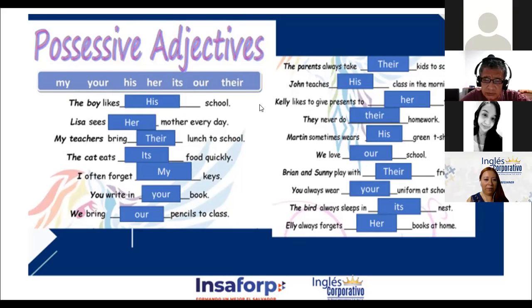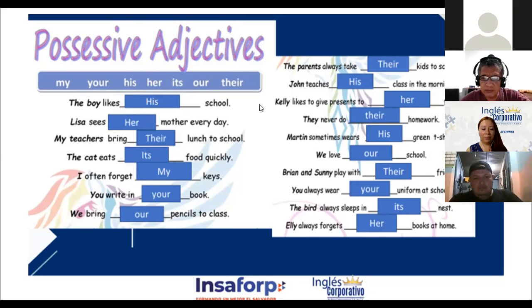Se le cortó, Yomira, lo repetimos, porfis. Perfect, exactly. We love our school, right? Ricardo Guerrero, please. Thank you, Yamira. Ricardo, please. Brian and Sonny play with their friends. Correct. What is the possessive adjective, Ricardo? Their. Exactly. Very good.